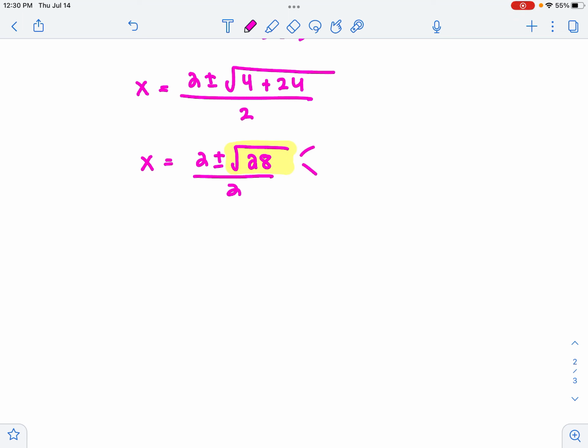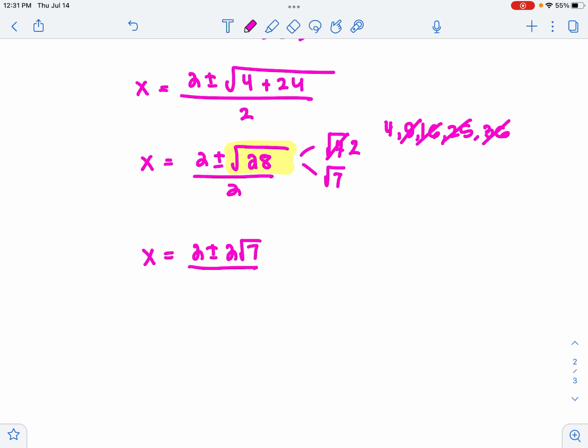Next, I'm going to simplify this radical. I need to know if any of my perfect squares go in there. So I'm going to list my perfect squares. 2 squared is 4, 3 squared is 9, 4 squared is 16, 5 squared is 25, 6 squared is 36. I passed 28. 25 does not go into 28, nor does 16, nor does 9, but 4 does. 4 goes into 28 7 times. Square root of 4 is 2. So root 28 simplifies to 2 root 7. X equals 2 plus or minus 2 root 7 all over 2.